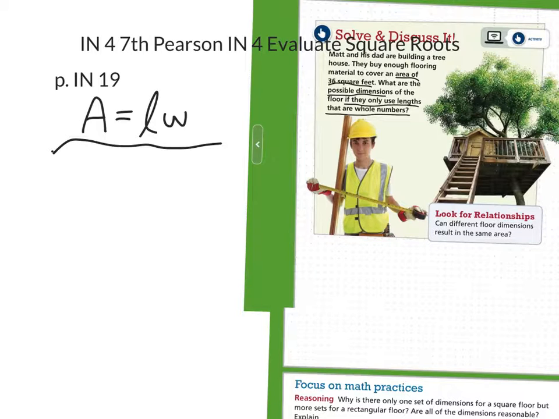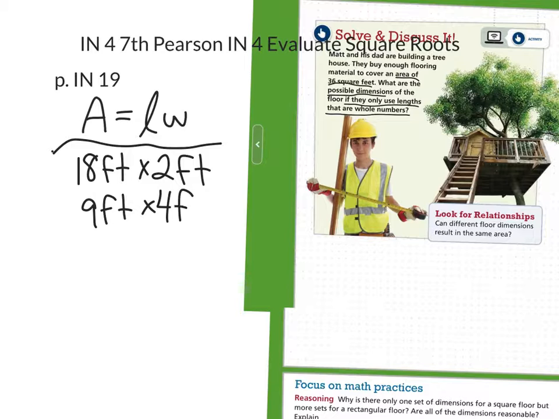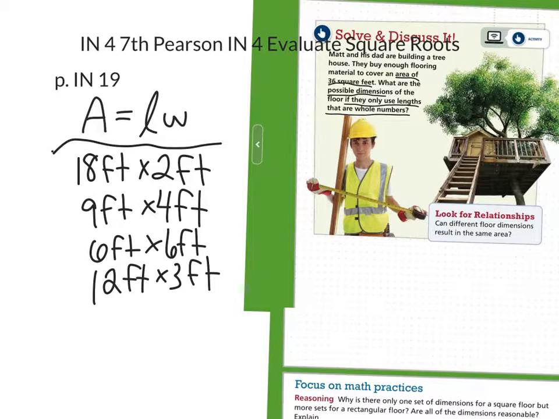One option would be 18 feet by 2 feet. 18 times 2 is 36. Another option would be 9 feet by 4 feet, or 4 feet by 9 feet if you want. Another option would be 6 feet by 6 feet. Another option would be 12 feet by 3 feet. And one final option, 36 feet by 1 foot, or 1 foot by 36 feet.